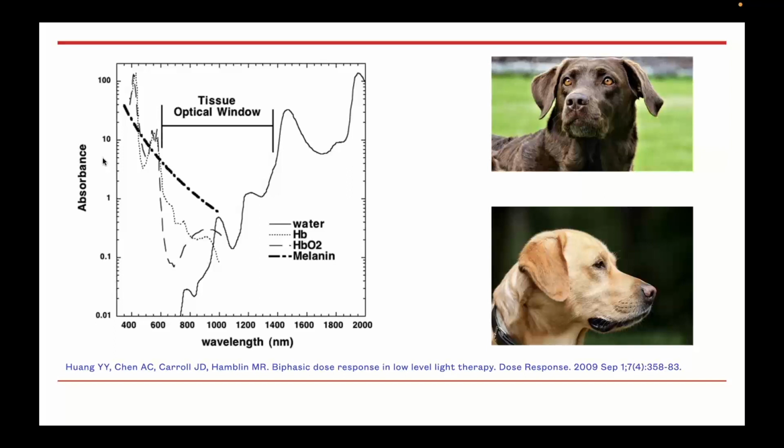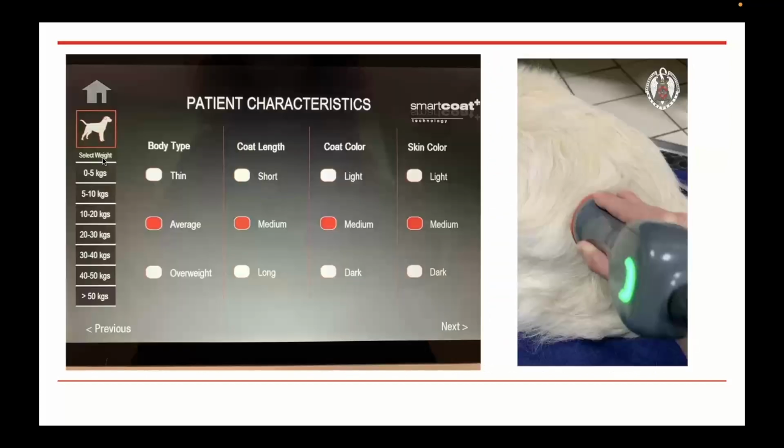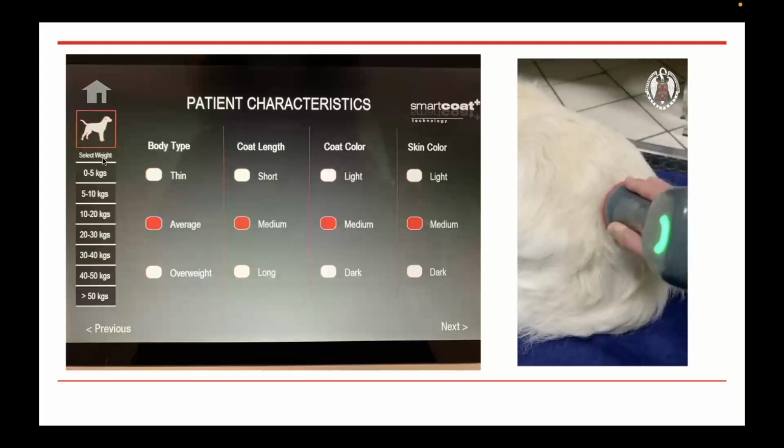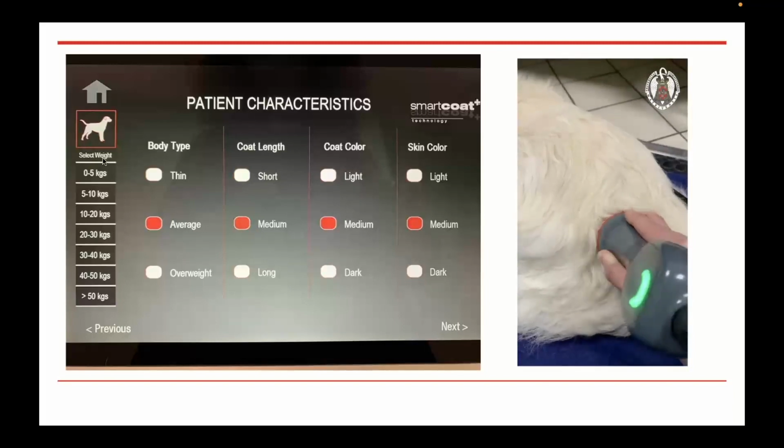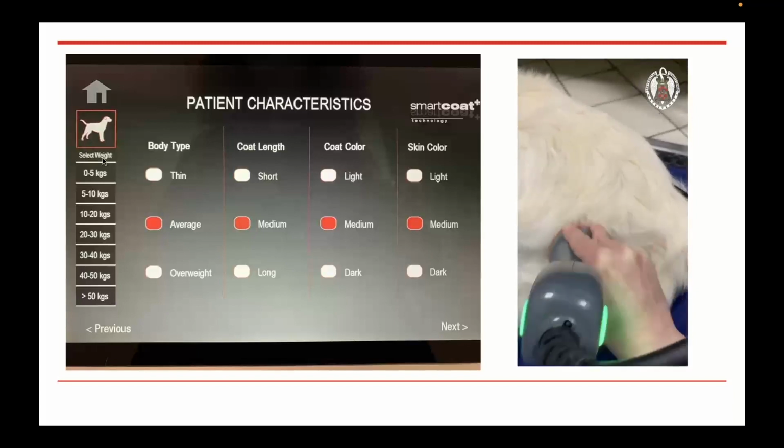And if the melanin absorbs the energy, it has at least two consequences, two implications. One is that that energy is not going to reach deeper targets. And the second is that the skin can become warm, especially in dark-coated patients. To avoid that, some devices have helpful features, like the option to select what color and length of coat the patient has. And second, a mechanism in the handpiece that will detect if we are moving it too slowly and then change the color of the light from green to red.